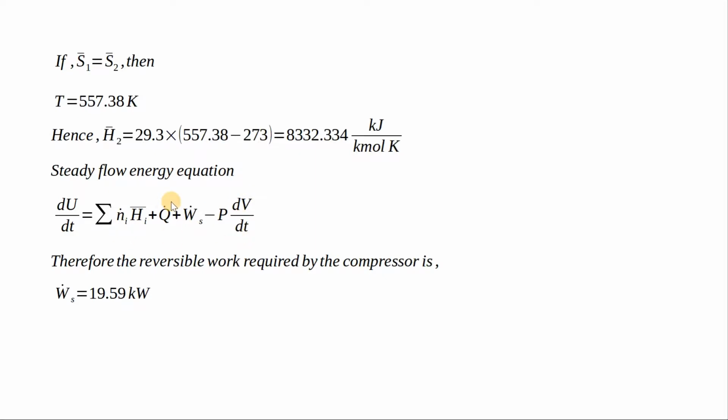The compressor does not lose heat, therefore Q dot is zero, and it's a steady state process, therefore dU by dt is zero. And we get summation of n dot h bar plus Ws is equal to zero. Putting the value of h1, h2, and n in this equation, we get the reversible work for the compressor as 19.59 kilowatts.